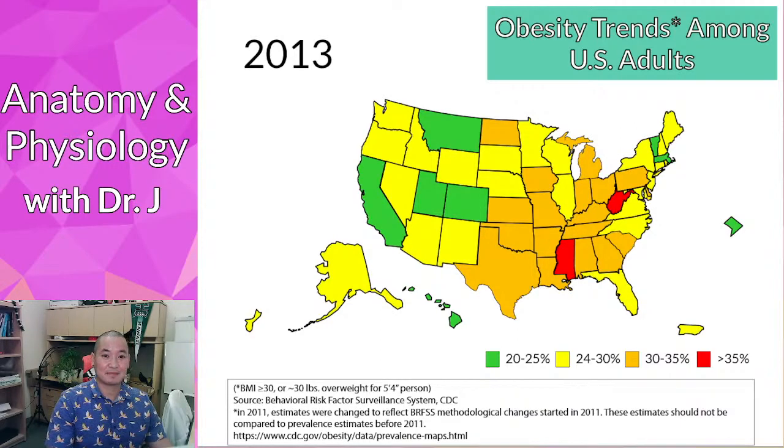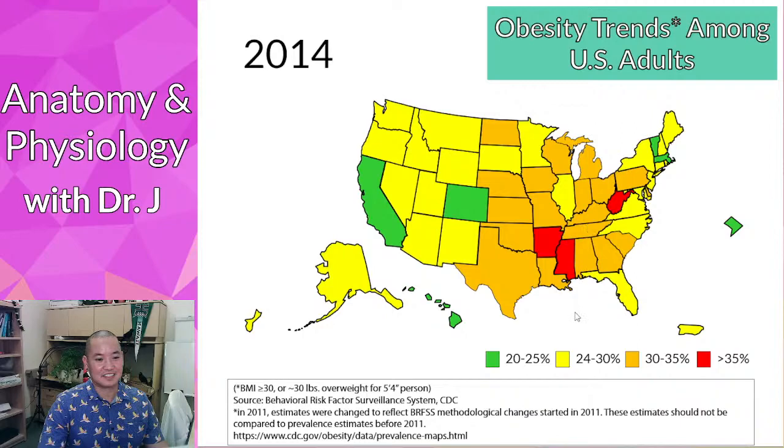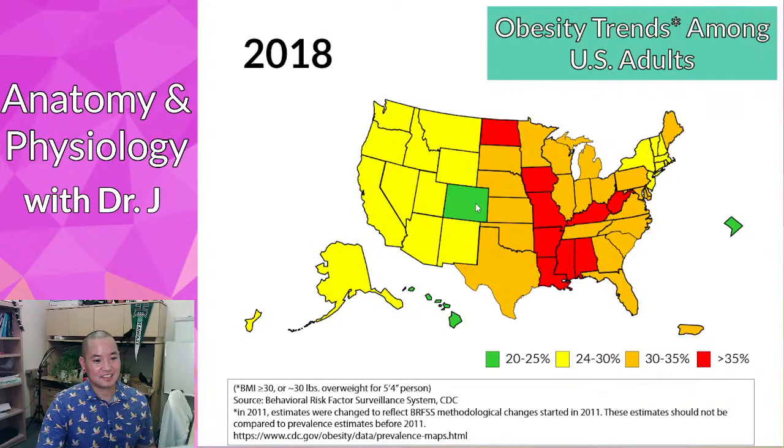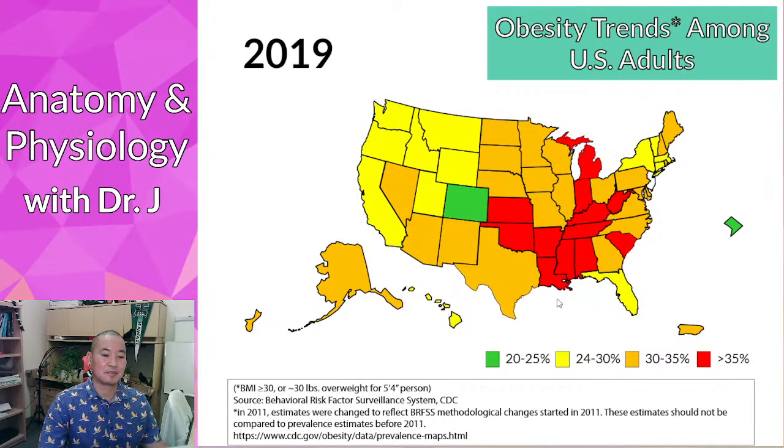And then we go on, and then 2013, now we finally have some states that broke the 35% obese mark. So that means more than one out of three people in these states have an obese BMI. And then over here, in 2014, we have this red starting to spread throughout the different states. And yeah, Colorado and Hawaii were at least the only holdouts in that 20 to 25% range. And then 2019, we see more and more red.